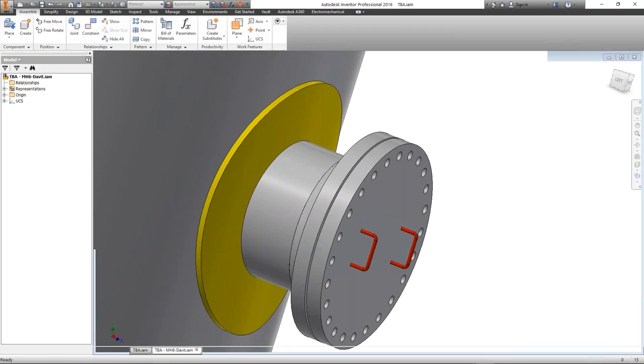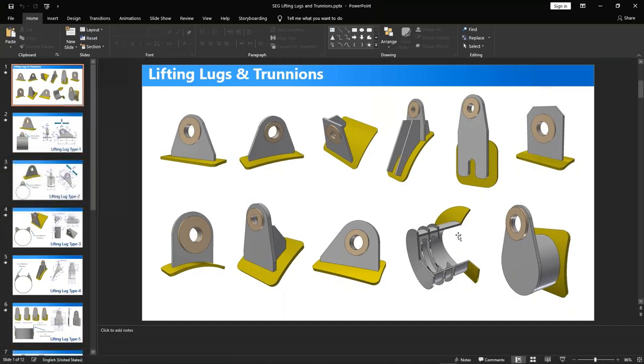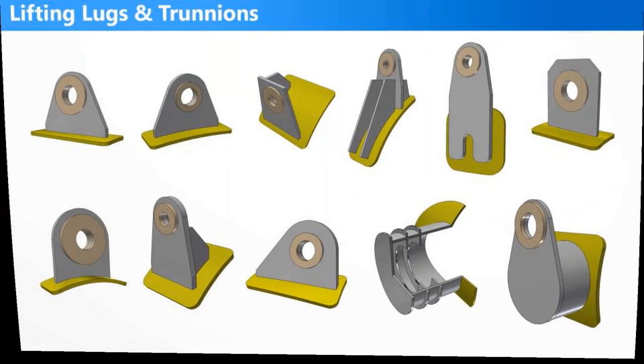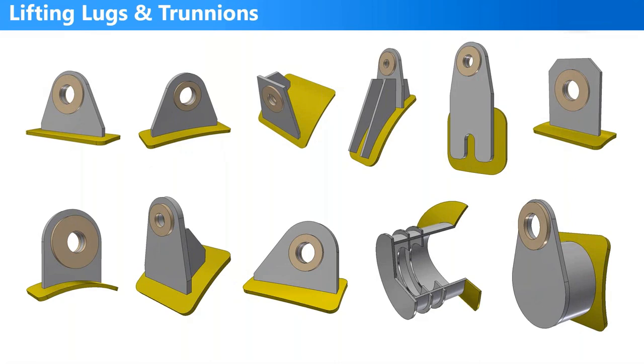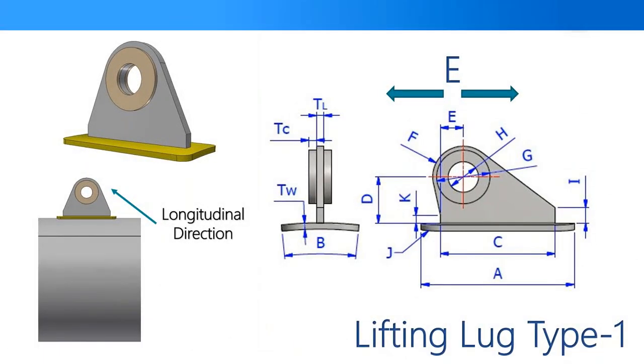Okay, let's come back to our presentation here, and some customization for some elements like lifting lugs. In SEG software, you have the ability to add many different types of lifting lugs, and you can figure that you have a variety of selection, and each type of those has many different options that will give you a wide range of selection. Here, for example, the first lifting type.